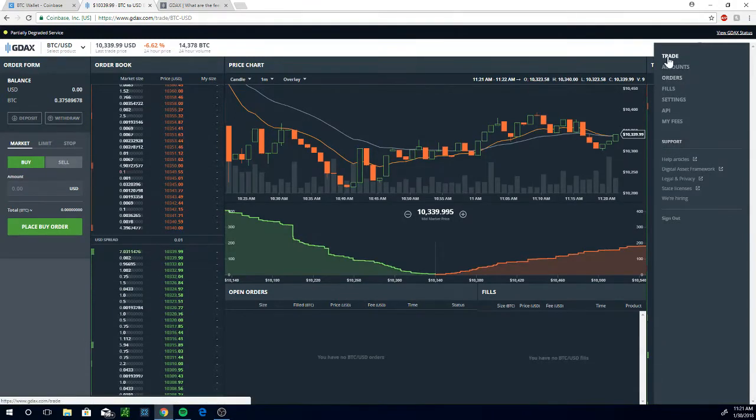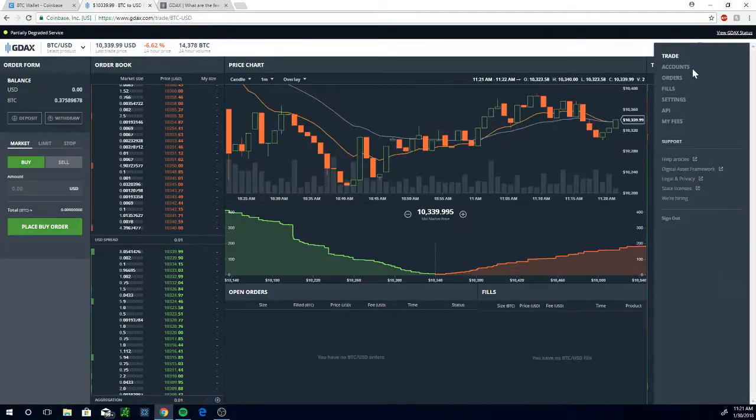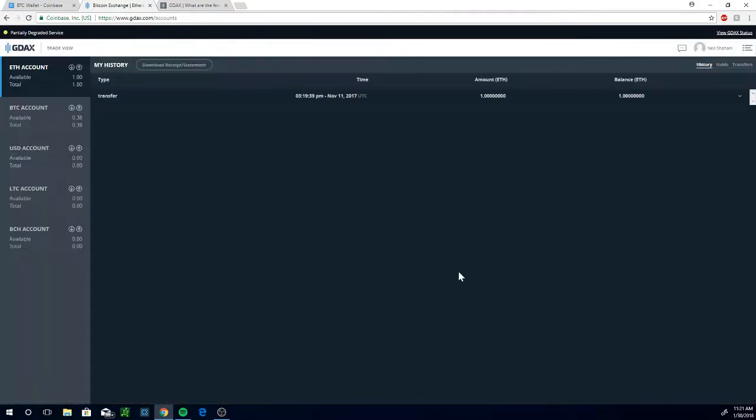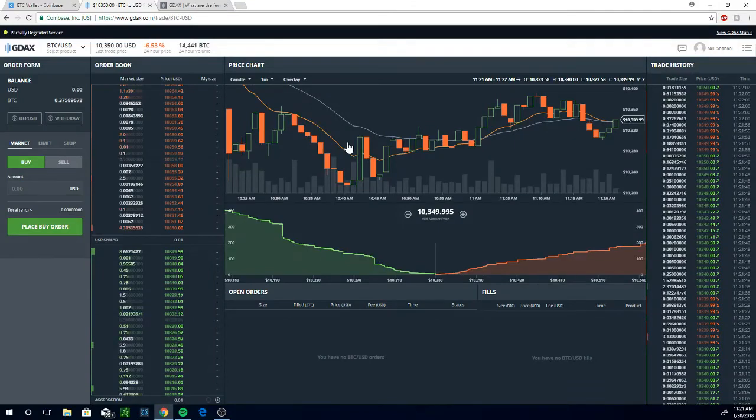Now if I want to go over here and check my fills, or sorry, if we check my accounts, this is where you can see that there was a transfer of 0.001397. So I confirmed that I received my Bitcoin there. So going back to the trading page, this is a page that we're going to look at for the most part.